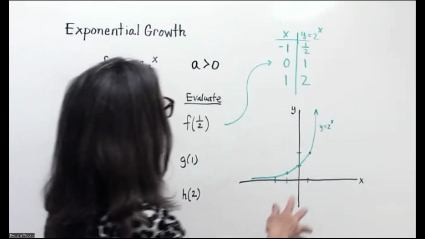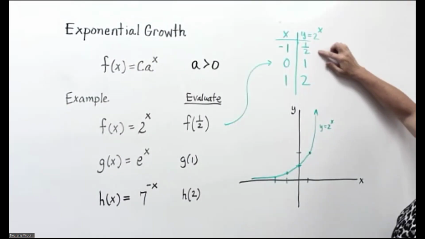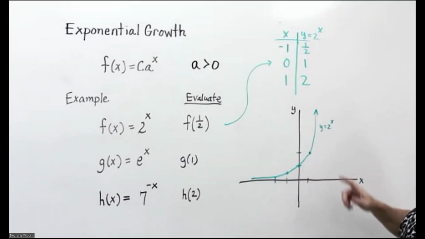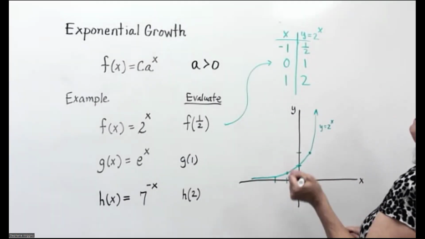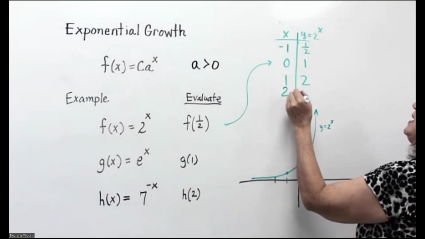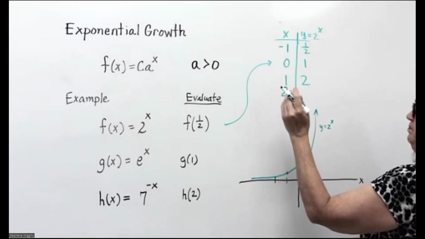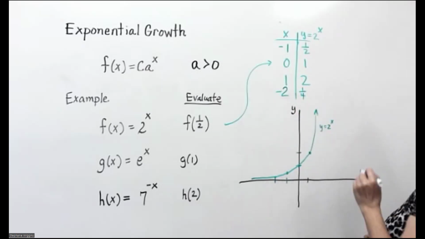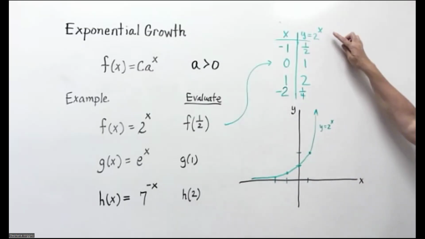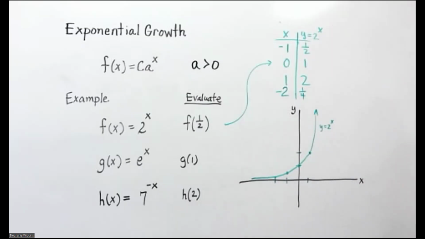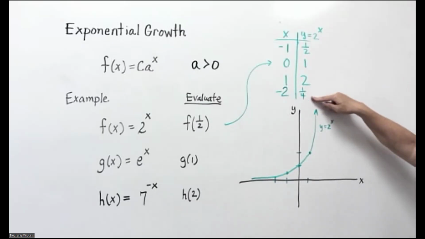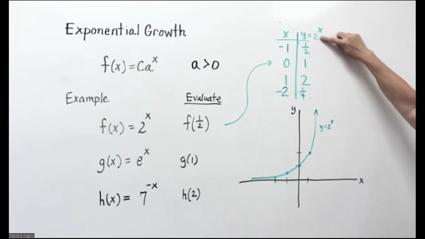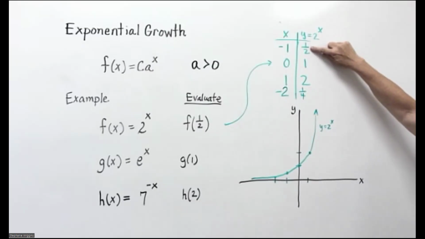So here I plotted some points, and these are 3 basic points that give me the shape of the graph. I added 1 extra in there. If my exponent is negative 2, I'm going to get 1/4, because I'm squaring the 2, but the negative means that I take the reciprocal, so instead of 4/1, it's going to become 1/4. And same here, when you take 2 to the negative 1 power, you take the reciprocal of 2/1, which is 1/2.